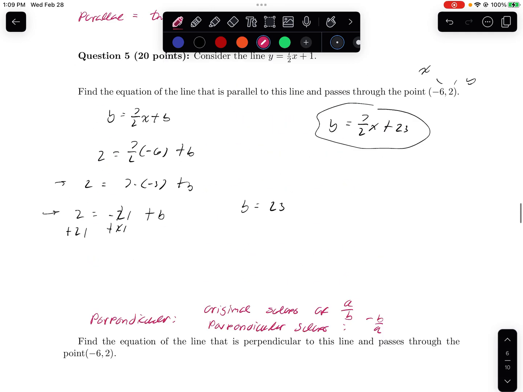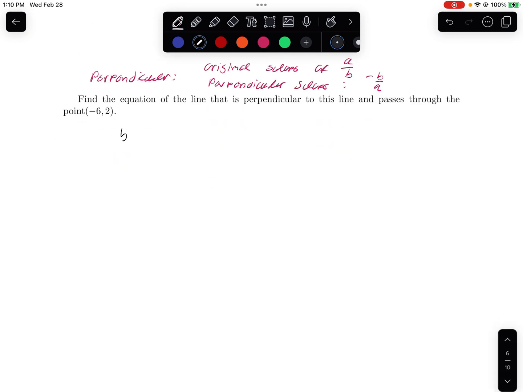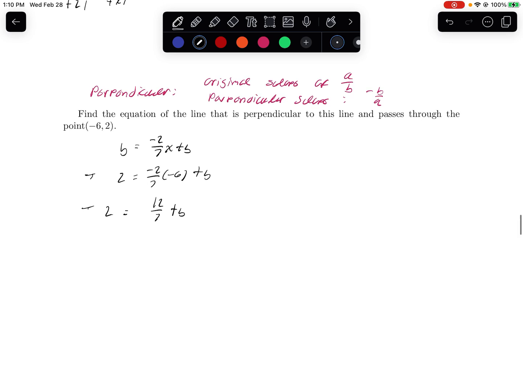So the original slope was 7 over 2. Okay, this is our original slope. And so now we're going to have negative 2 over 7. So the basic form of our line is going to be negative 2 over 7x plus b. And exactly the same as we did before, now we can plug in the point negative 6, 2. So we're going to have 2 is equal to negative 2 over 7 times negative 6 plus b, or 2 is equal to 12 over 7 plus b, and that's about as much as you're going to simplify that one.